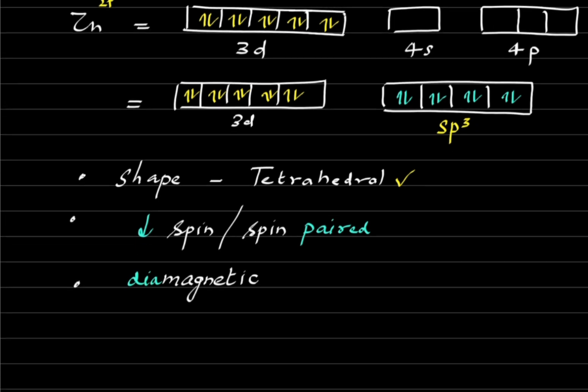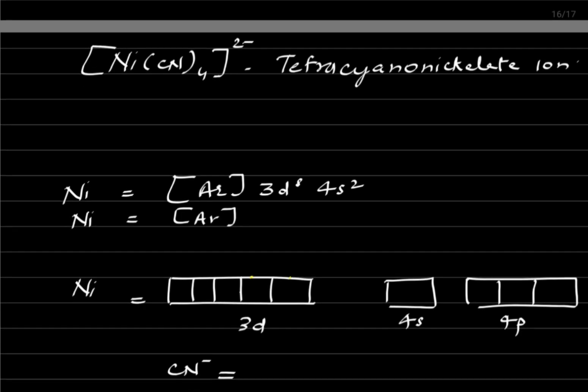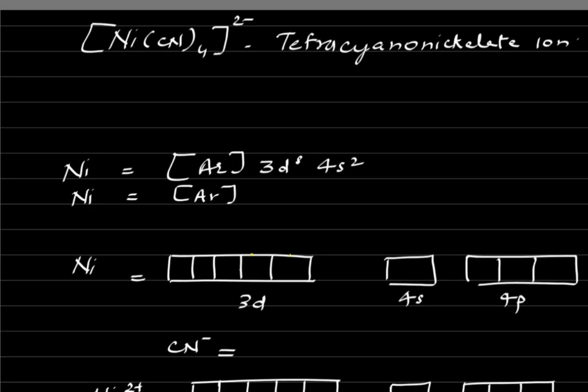Let's see one more of coordination number 4. It's slightly different than before. Now here, we have tetracyanonickelate ion. Let's work out the oxidation number of nickel. X plus 4 times -1 equals -2. This gives us X to be +2. Oxidation number of nickel here is +2.